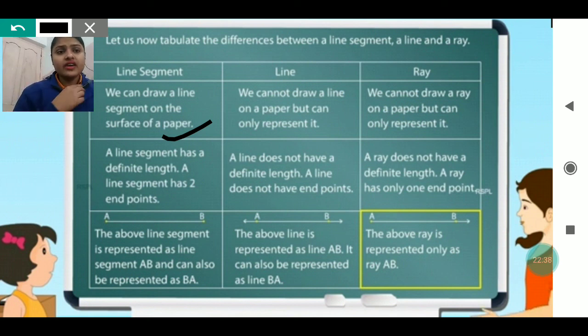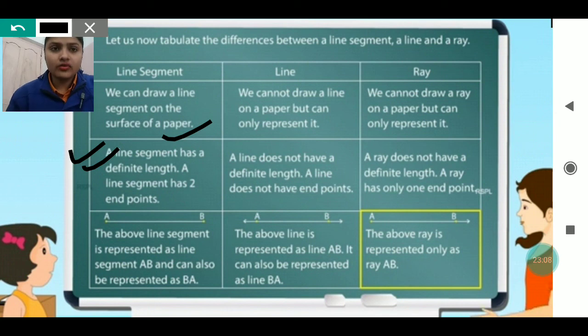Next, ray. We cannot draw a ray on a paper, but only represent it. In line and ray, both cannot be drawn on the paper, but can be represented, whereas a line segment can be drawn on the paper. Next point. A line segment has definite length because it has a starting and an ending point. A line segment has two end points, a beginning and an end point, so that is why it is written that it has two end points.